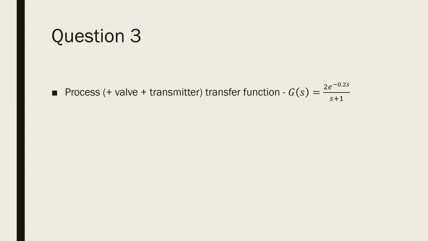Let us move on to question 3 now. In this question, we are given the overall transfer function of the process, valve, and transmitter as G(s) equals 2 times exponential of minus 0.2 s over s plus 1. Note that the units of the time constant and the time delay terms in this transfer function are in minutes.